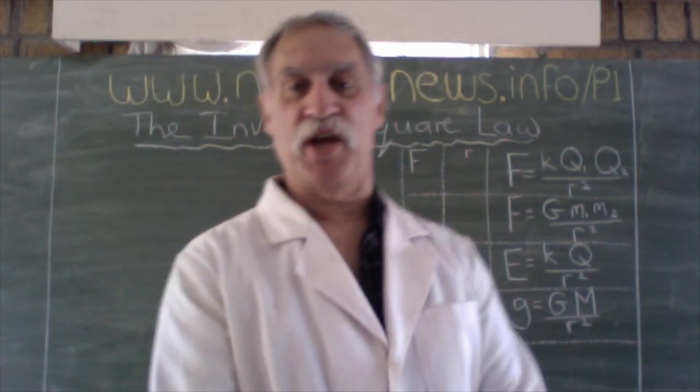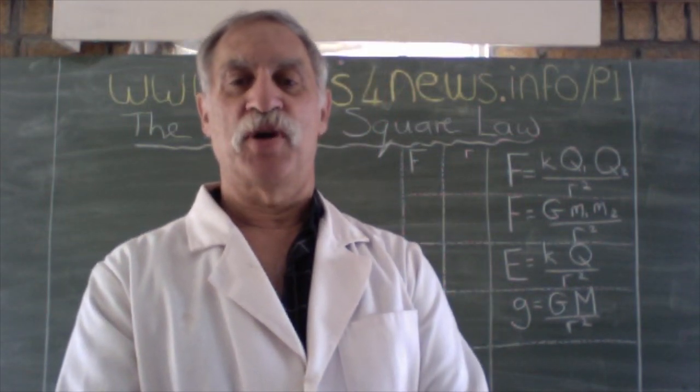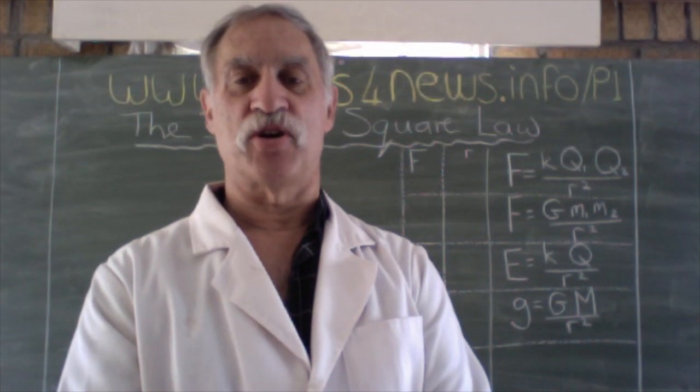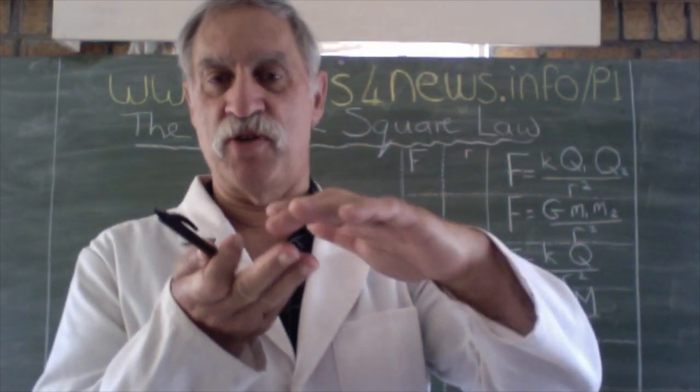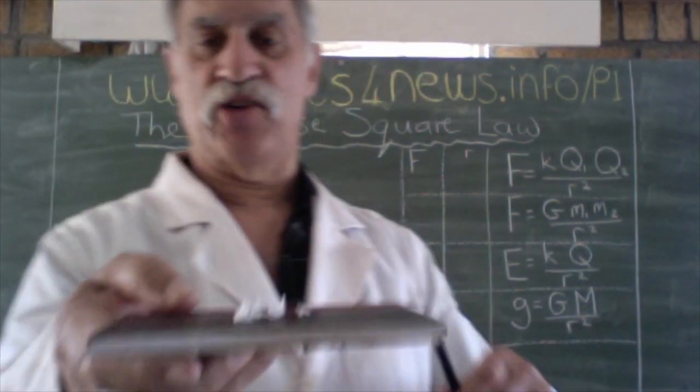Today we're talking about the inverse square law, and in particular how it applies to electrostatic forces and gravitational forces. Now, the inverse square law is something to the effect that the force becomes much stronger as we get very close. So let's, for example, try and illustrate electrostatic forces.